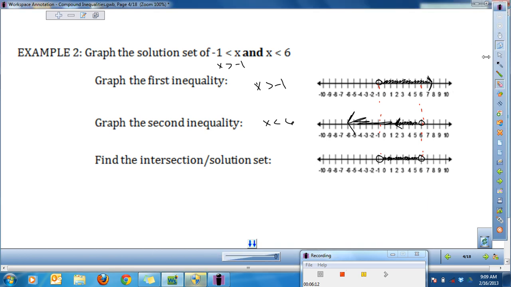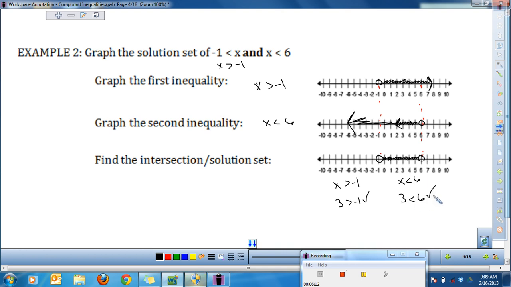Now let's check a couple of numbers and see if they're solutions. The solution should be a number in the middle. So if I have x is greater than -1 and x is less than 6, let's pick a number like 3. Is 3 greater than -1? Yes. Is 3 less than 6? Yes. Both of my solutions work, so this is a solution to the compound inequality. Remember, you need both to work. Would -1 be a solution? No, it's an open dot. It's not going to be included. Would 6 be a solution? No, it's an open dot. It would not be included. Any number that lies outside is also not a solution.